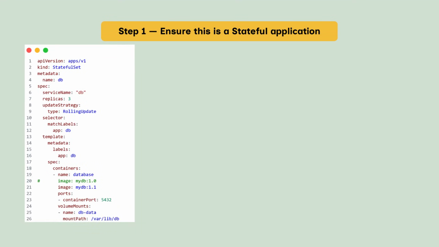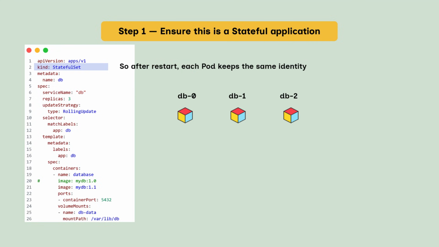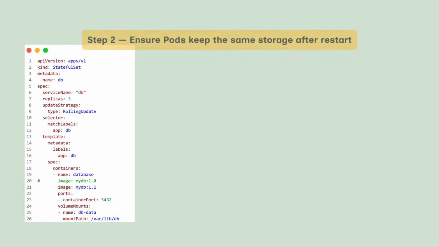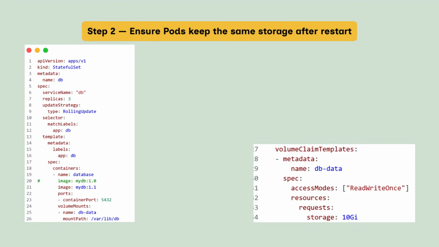First, ensure this is a stateful application, so after restart, each pod keeps the same identity. Next, we need to ensure the pod keeps the same storage after restart. So we add a volumeClaimTemplate, which automatically reattaches the same PVC when a pod is recreated. Now when db1 restarts, it still uses the dbdata-db1.